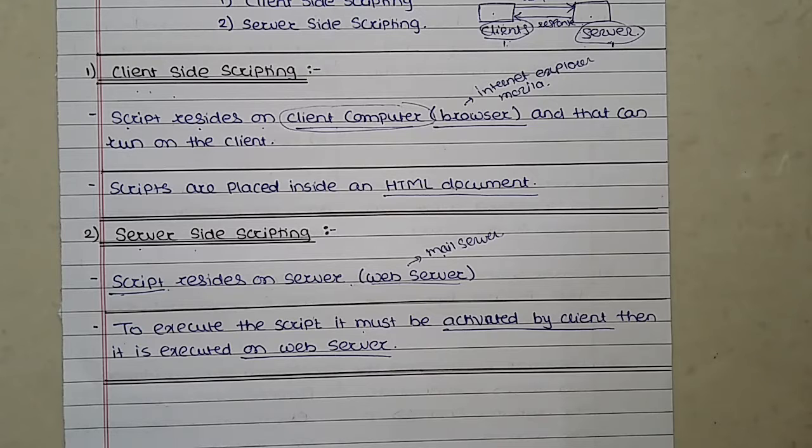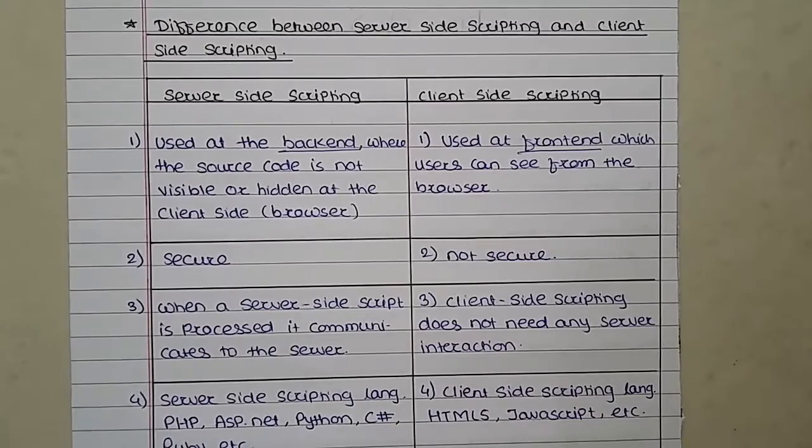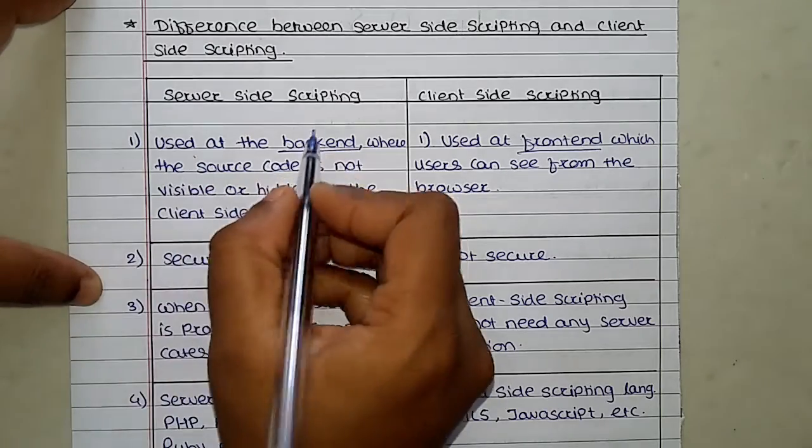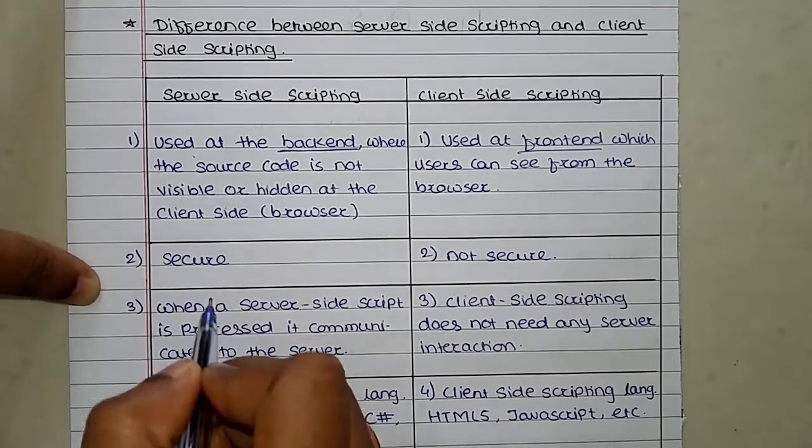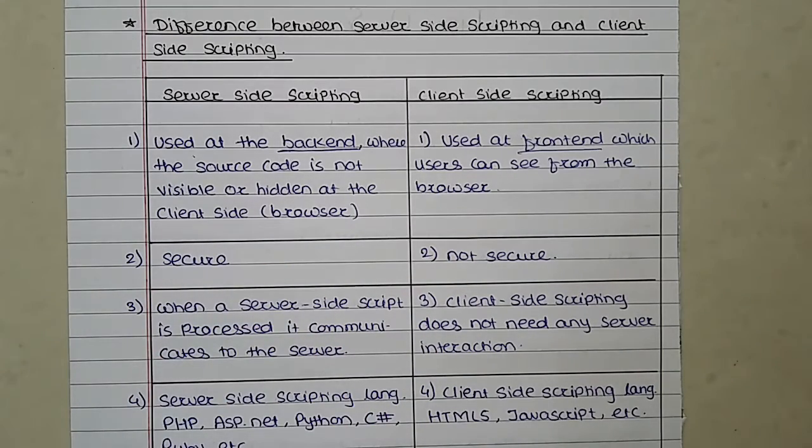Next we have to discuss the exact difference between client side scripting and server side scripting. First of all, server side scripting is used for the backend, where the source code is not visible, or is hidden, at the client side or browser. That means whatever the source code of the server side scripting language is, it is not visible to the clients.